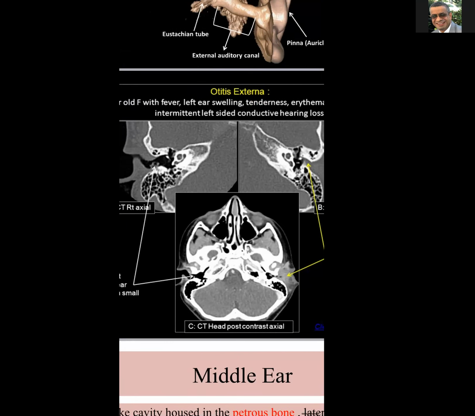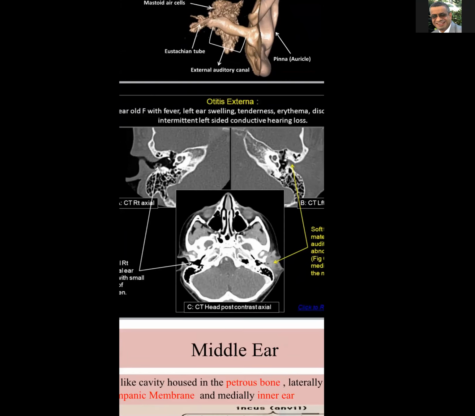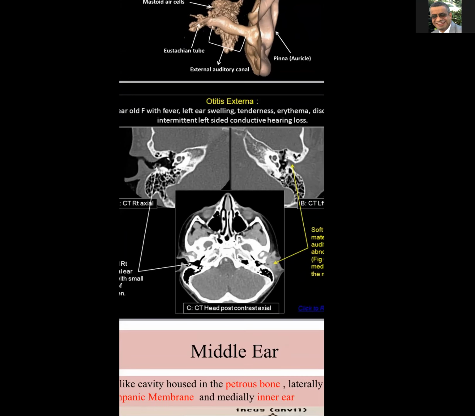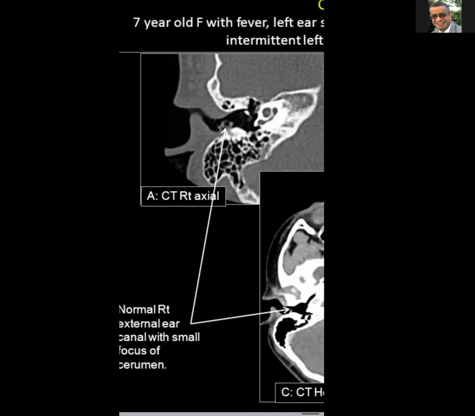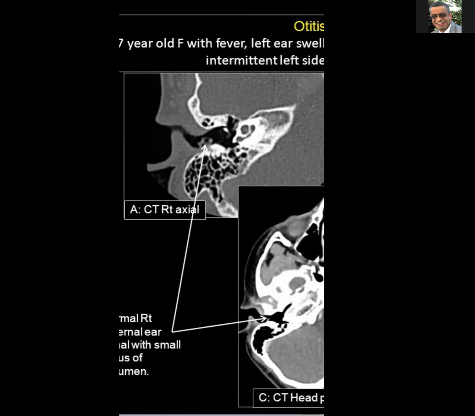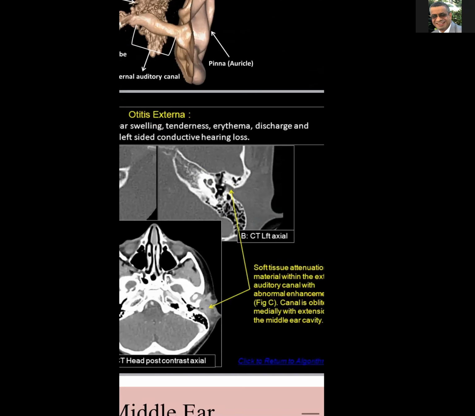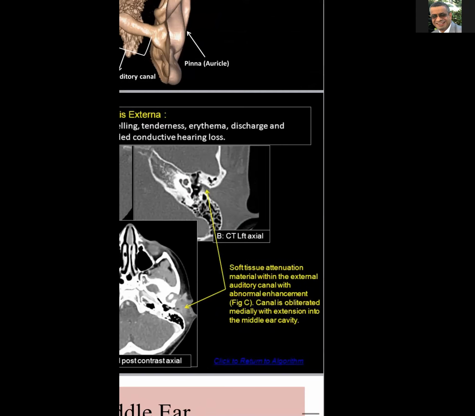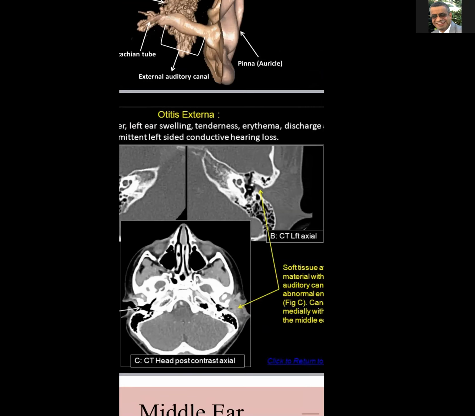This is a case of otitis externa in which a patient 7 years old presents with fever and left ear swelling, tenderness and erythema. On CT scan, this is the normal in which the external auditory canal and the eardrum all are intact, while here there's a soft tissue attenuation, and there's material within the external auditory canal, abnormal enhancement, the canal is obliterated. This is a case of otitis externa and how it appears on CT.